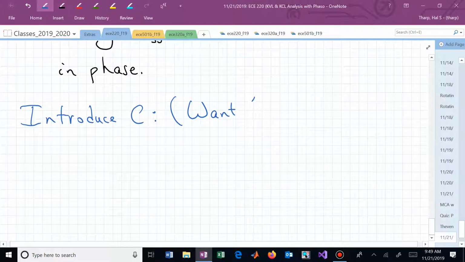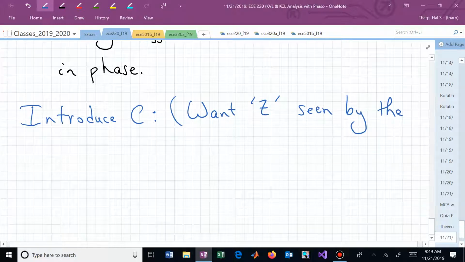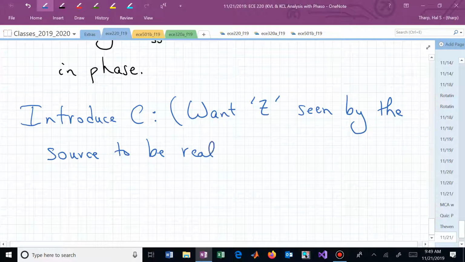And the idea is that we want the impedance, we want Z, seen by the source, to be real. No, I'm meaning it shouldn't have a reactive component. The reactive part of Z is supposed to be 0. That's what I'm meaning by having Z be real. We just want Z is equal to R. We don't want a JX piece.